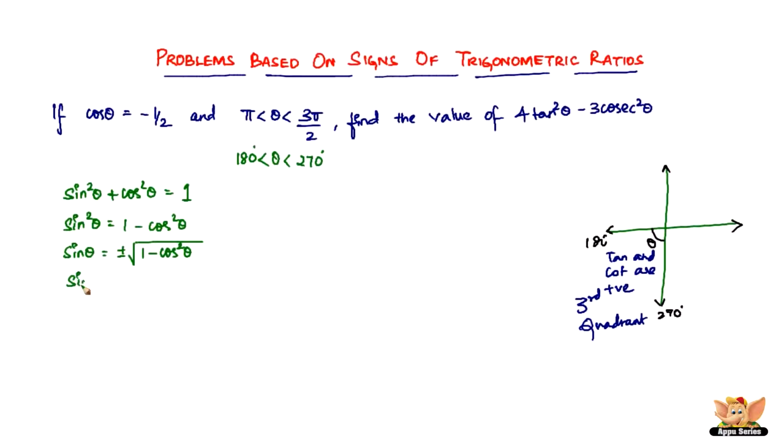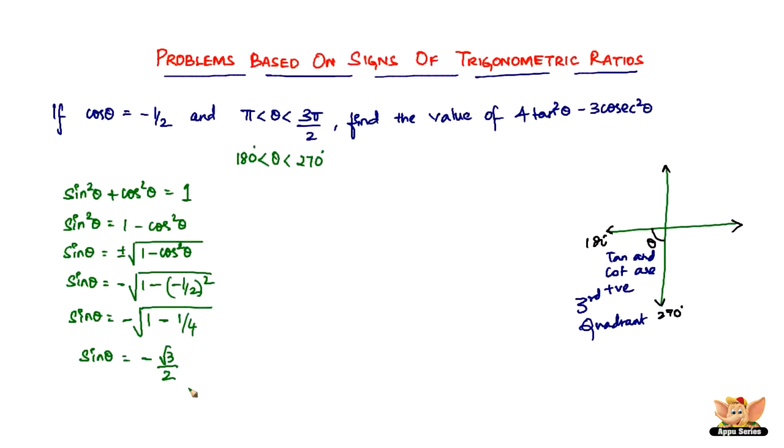So therefore sine theta equals minus root of 1 minus, now what is the value of cos? It is minus 1 by 2, the whole square. So sine theta equals minus square root of 1 minus 1 by 4. So 1 minus 1 by 4 is 3 by 4. Square root of 3 by 4 is going to be root 3 by 2. I'm sure you know how to do those workings of square roots. So sine theta equals minus root 3 divided by 2. So this is the value of sine theta.